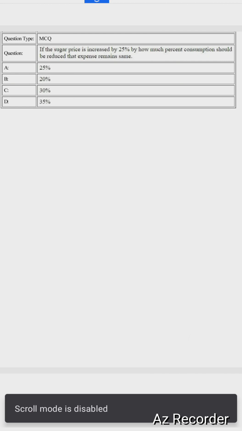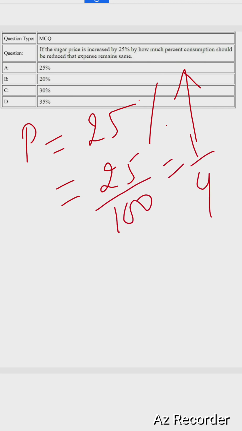If the price of sugar is increased by 25%, by how much percent should consumption be reduced such that expenses remain constant? For such a question, please convert this into the fractional value. So 25 upon 100, so this will be 1 by 4.